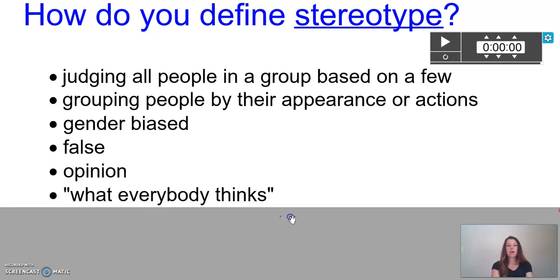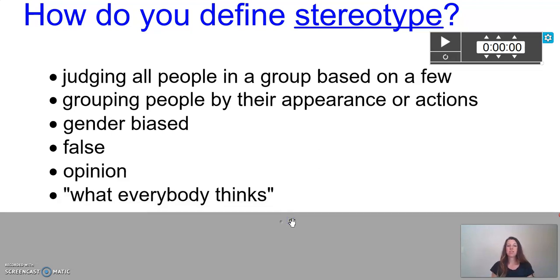We kind of think of a stereotype as what everybody thinks. Not that it is what everybody necessarily thinks, but it's kind of the majority. And that's how we came up with this kind of generalized statement. And that's what we would refer to as a stereotype.